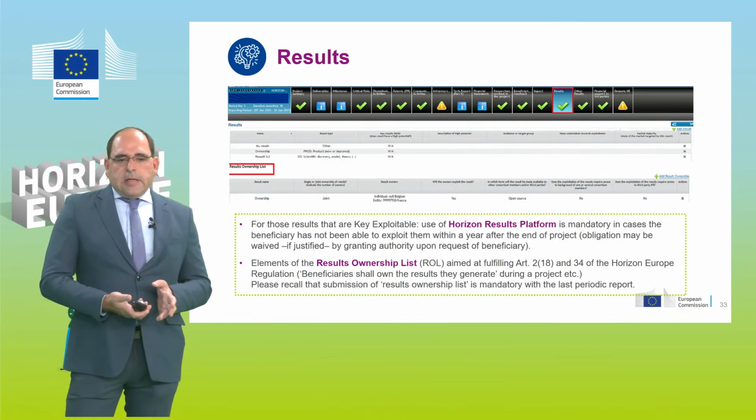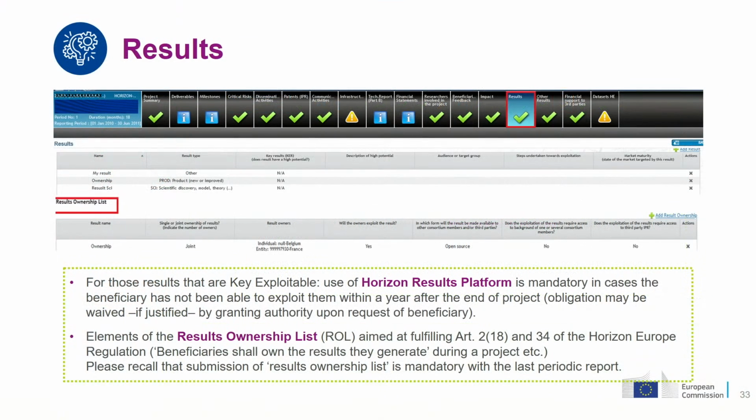So here is the results table. This is new. And as we said, you can enter the type of result. Then if it is a product, like in the second line, you will have to fill in the ownership later. If it is a key exploitable result, for example, if I have a product and I see that it has a lot of potential and I would answer yes, in that case, you will need to answer some extra questions.